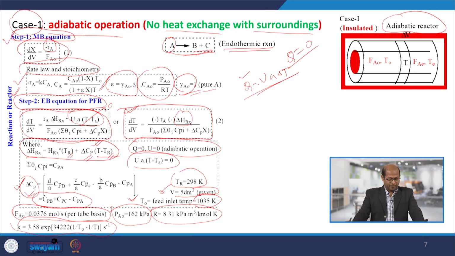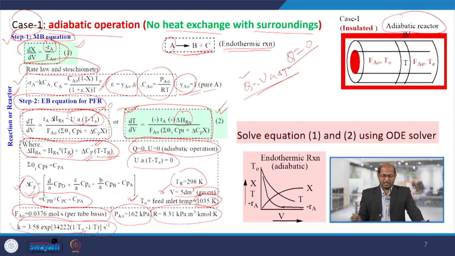So, if we know the feed temperature, given T0, let us say T0 is 1035, we can put it here. This temperature we can vary, meaning the feed temperature to a higher or lower temperature. So, then the K value will accordingly change. Then these are the components we can put in the equations, and by that we can solve. So, these two equations, if we solve by an ordinary differential equation solver, then the nature of the profiles would be like this.